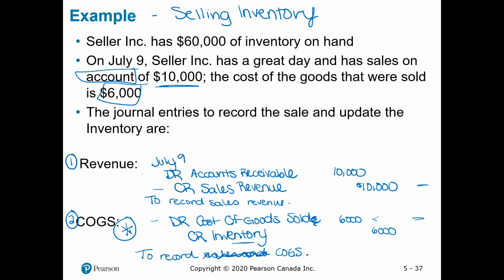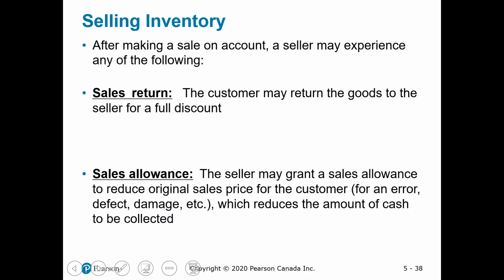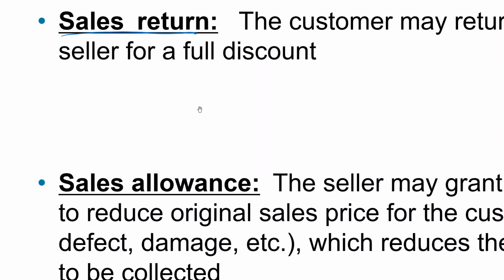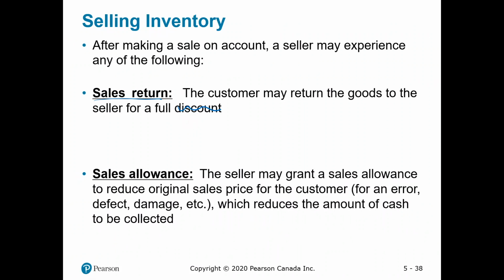There's these 2 entries. But after a sale, there's more things that could go on, just like we saw after a purchase. So the seller may experience a sales return. And again, this is where the customer is returning the goods for a full, it says discount. Oops. This should say refund, a full refund. So just like us, the purchaser, we could return something. Now that we're the seller, our customers may return something to us, and we grant them a refund.